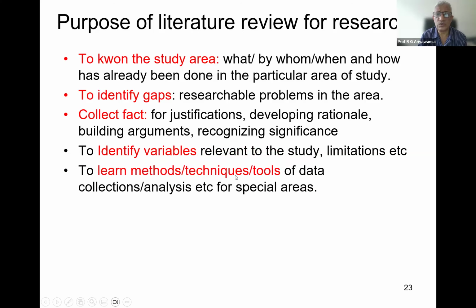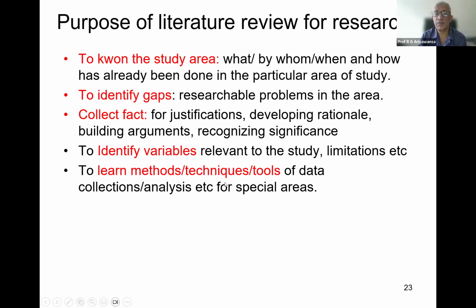And methods, techniques, tools, related methods, related techniques, related tools. For technique, it means data collection techniques, data analysis techniques, data collection tools, etc. Right? So what are the methods? Qualitative method, quantitative method, and mixed methods. So appropriate methods, approaches, techniques for your research.